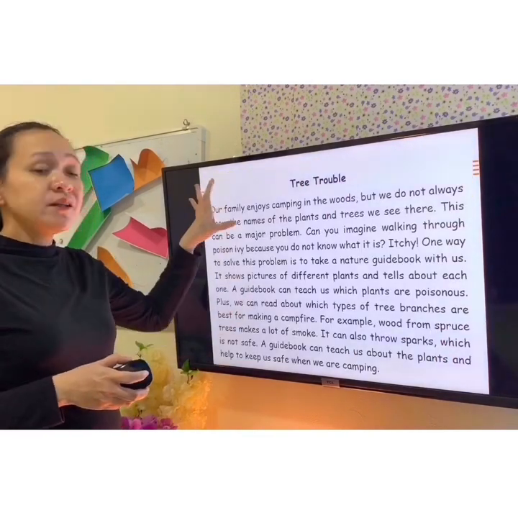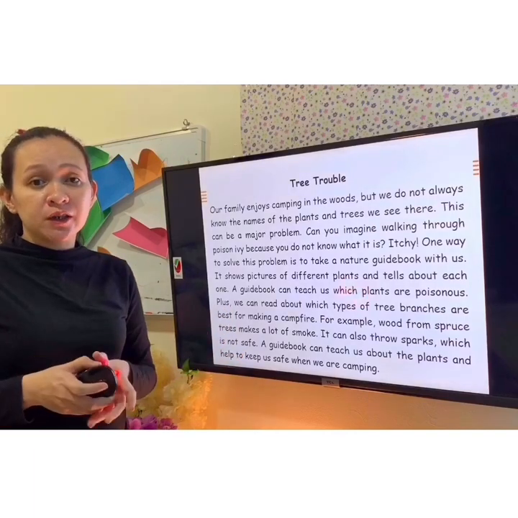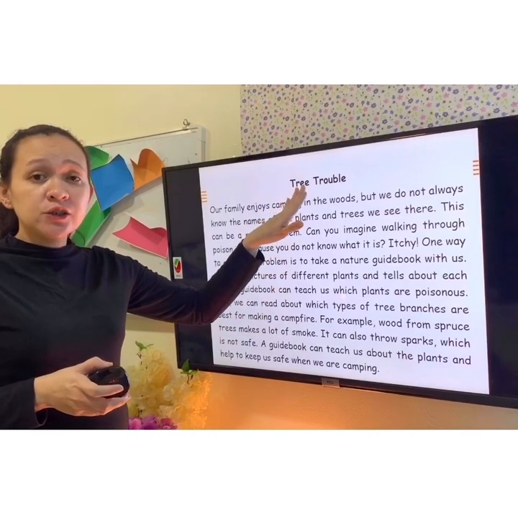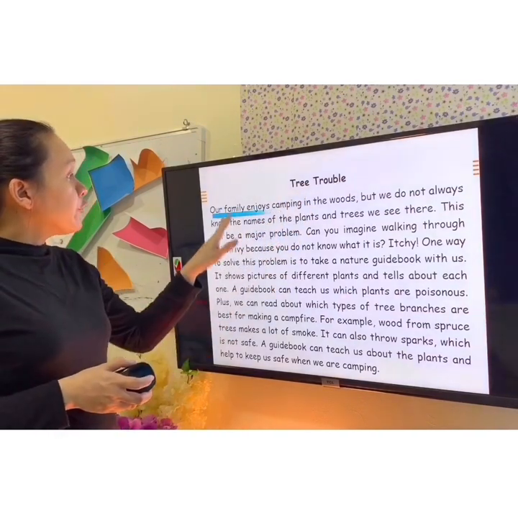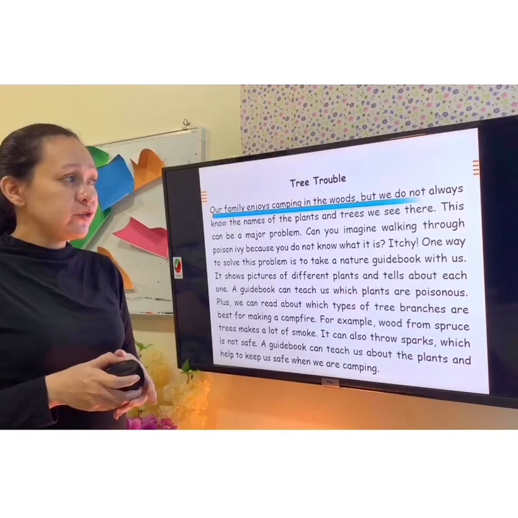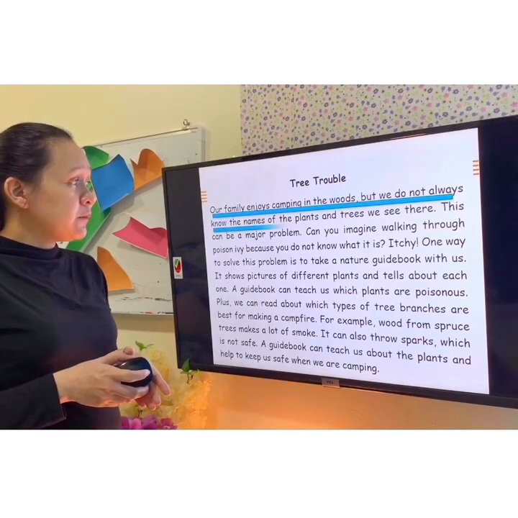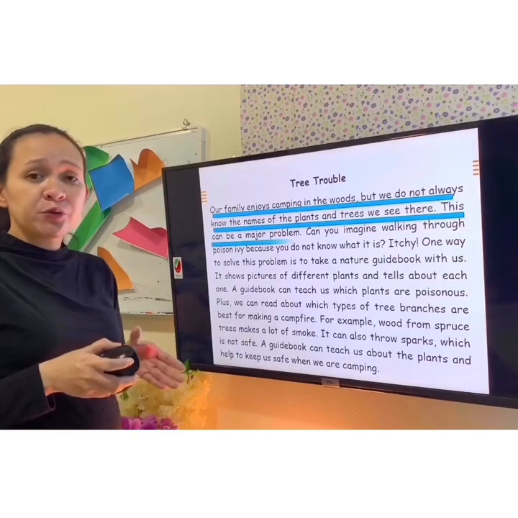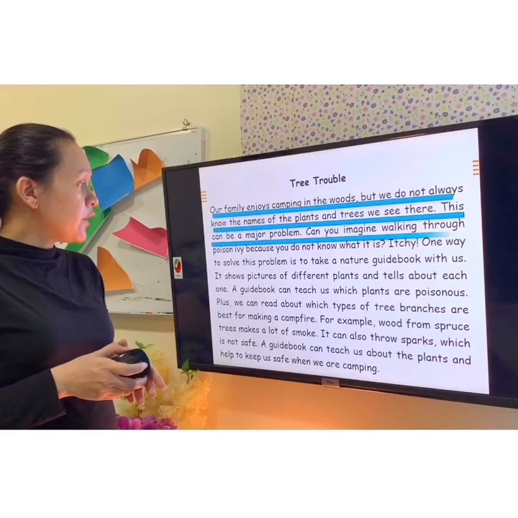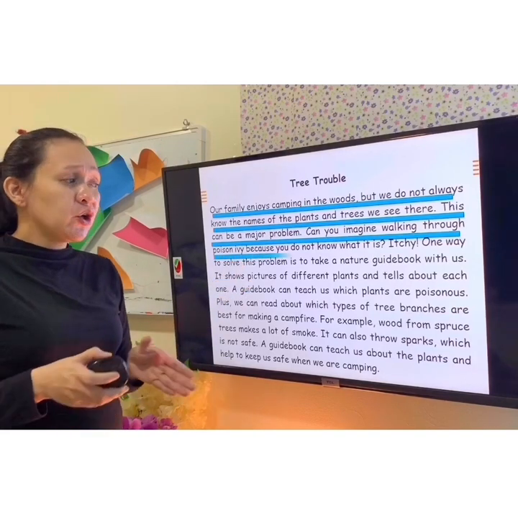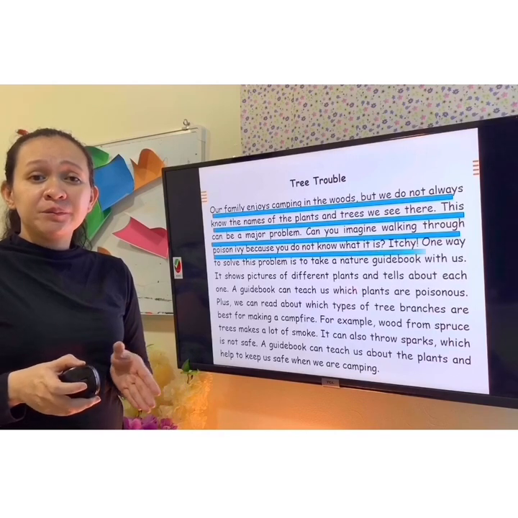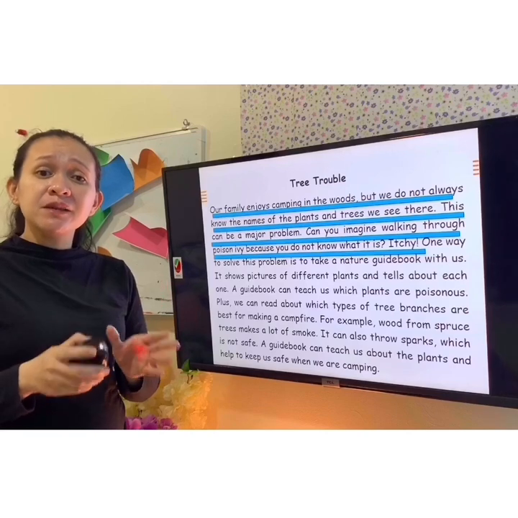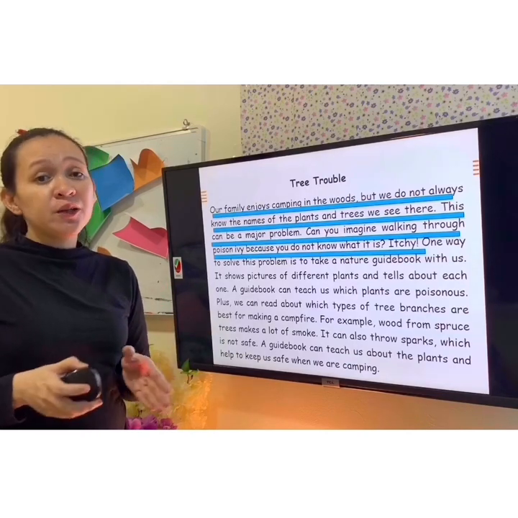Now I have here an example of a problem solution paragraph, and we are going to check the introduction. This is entitled Tree Trouble. Now let's start. Our family enjoys camping in the woods. But we do not always know the names of the plants and trees we see there. This can be a major problem. Can you imagine walking through poison ivy because you don't know what it is? Itchy. So that is our introduction. If you have noticed, the problem is clearly stated. We are done with introduction.